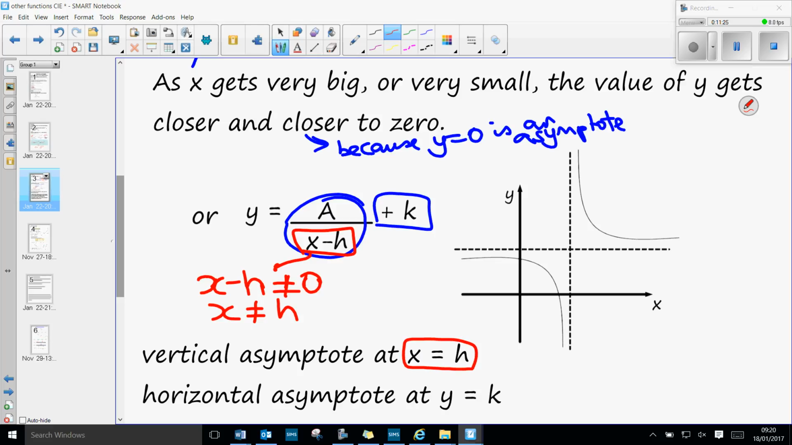Is x always h, if it's like that? Yes, if it's in that format. If it had said 3 over 2x minus 5, then your asymptote would be at x equals 5 over 2. Okay? You're just saying what makes the denominator of the fraction equal to 0.